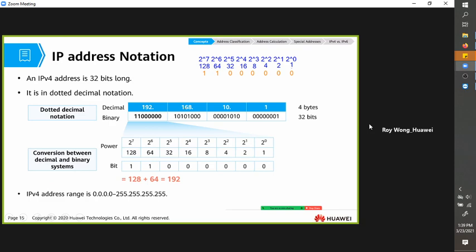Then the next 168. Kalau 168 kan, dia pun dah susah sangat. So, boleh tolak daripada 128. 1, 0, 1, 0, 1, 0, 0, 0. This is 168. Mengapa boleh jadi 168? Sebab kalau pergi campurkan 3 nombor ini. Okay, so 128 plus 32 is 160. And then plus 8 sudah sampai 168. Okay, so this is how we actually calculate.